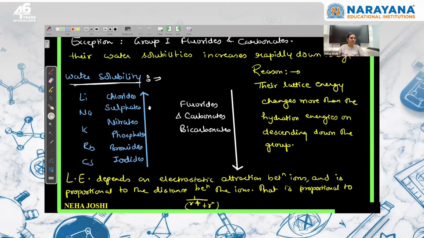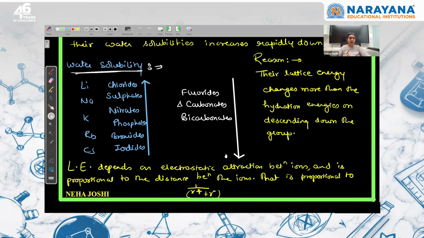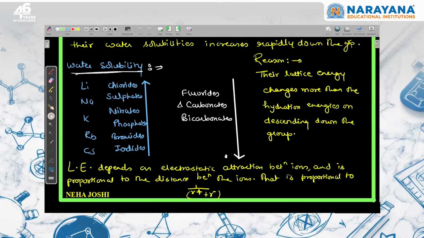But this is the final conclusion you have to keep in mind. Fluoride, sulfate, nitrate, phosphate, bromide, and iodide: for them, from cesium to lithium, solubility is increasing. For fluoride, carbonate, and bicarbonate, down the group, their solubility is increasing. This is again mentioned only for the first group.